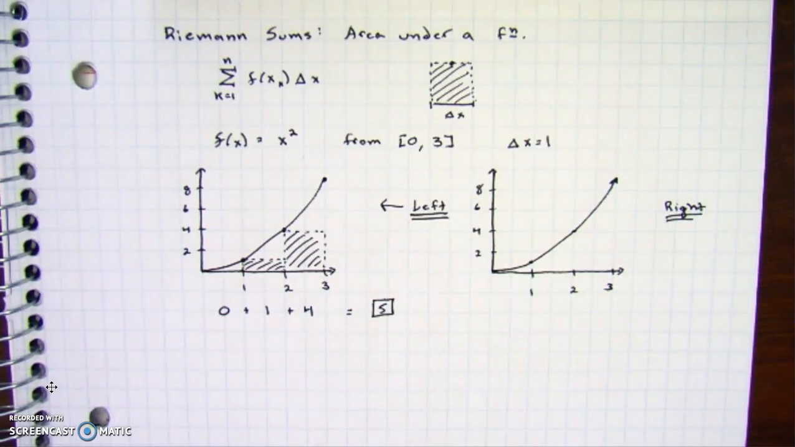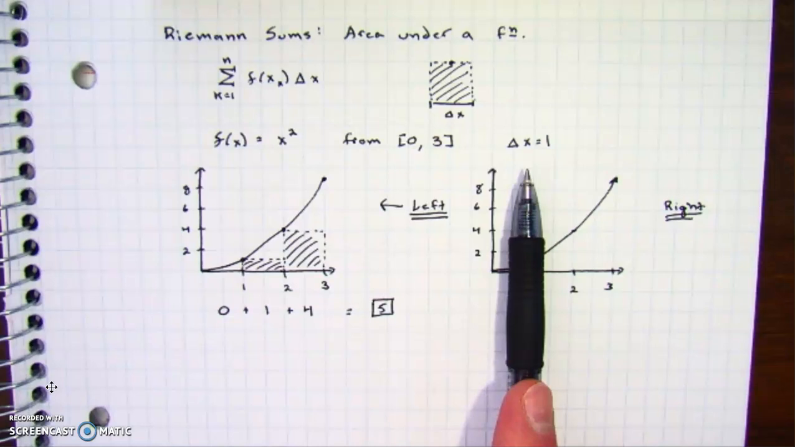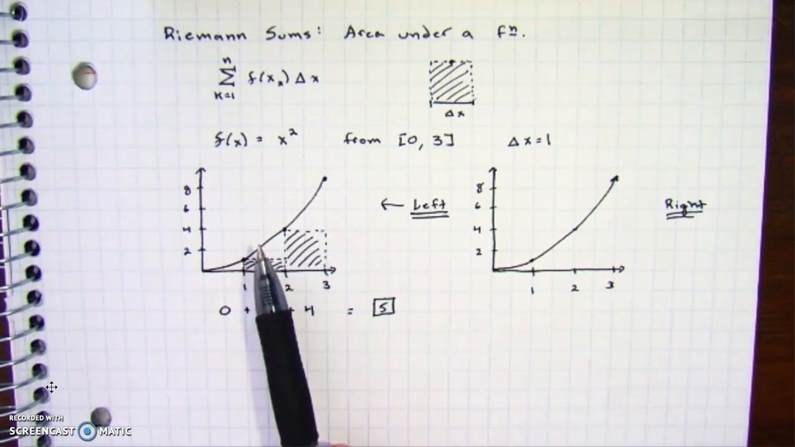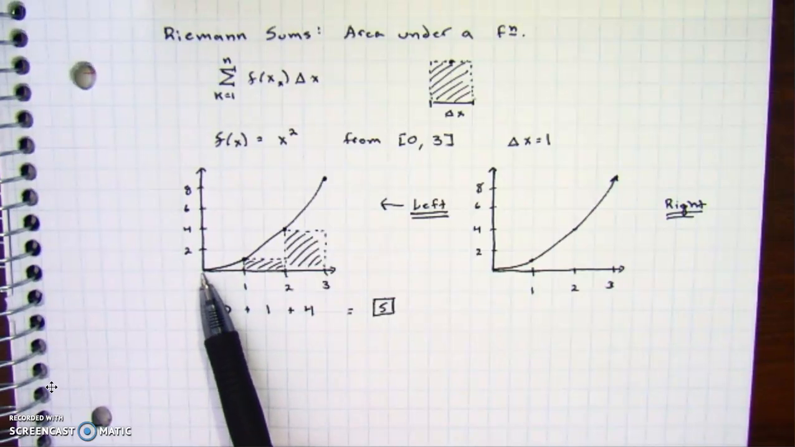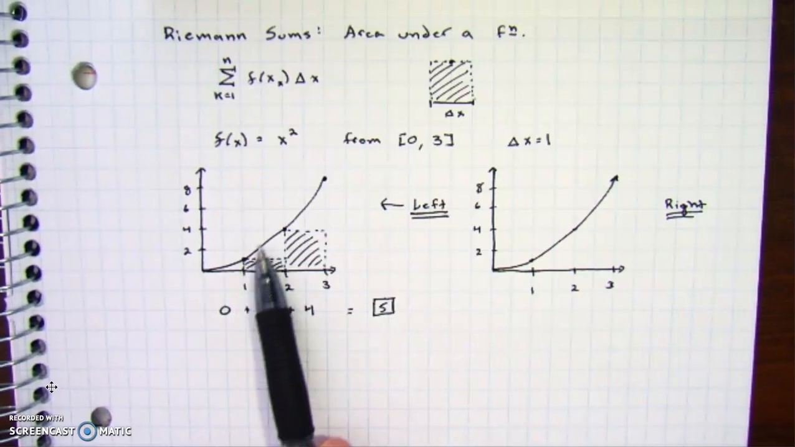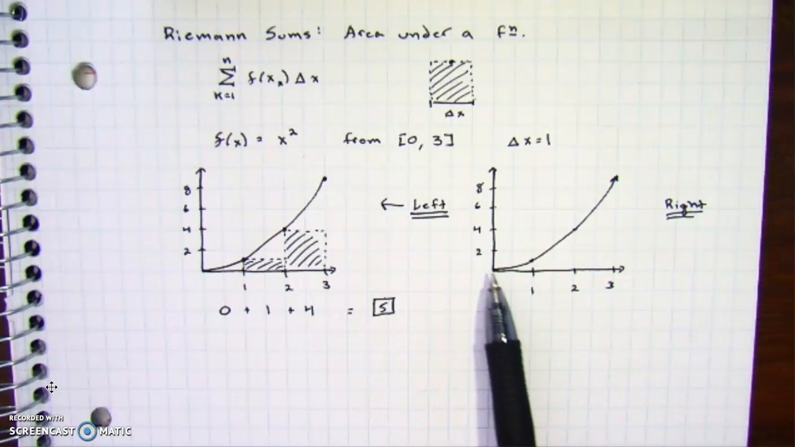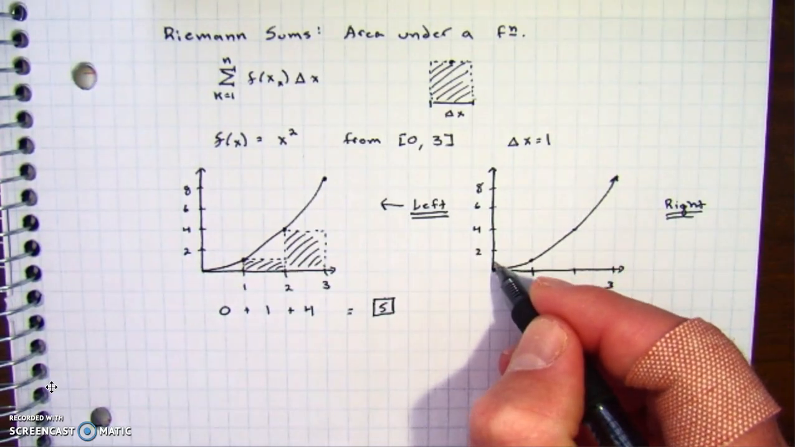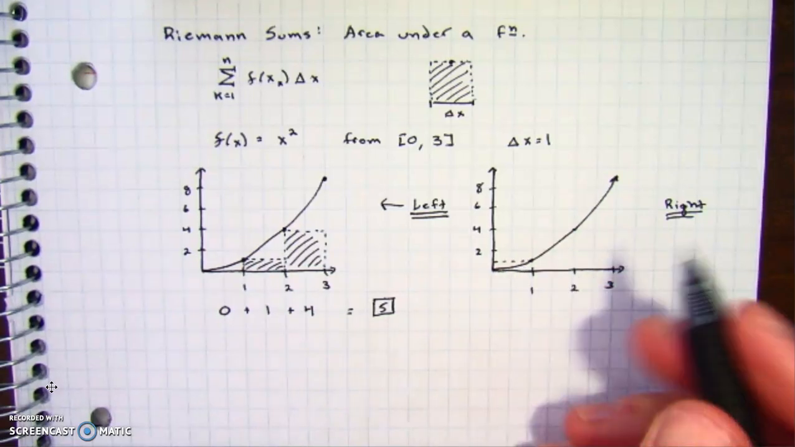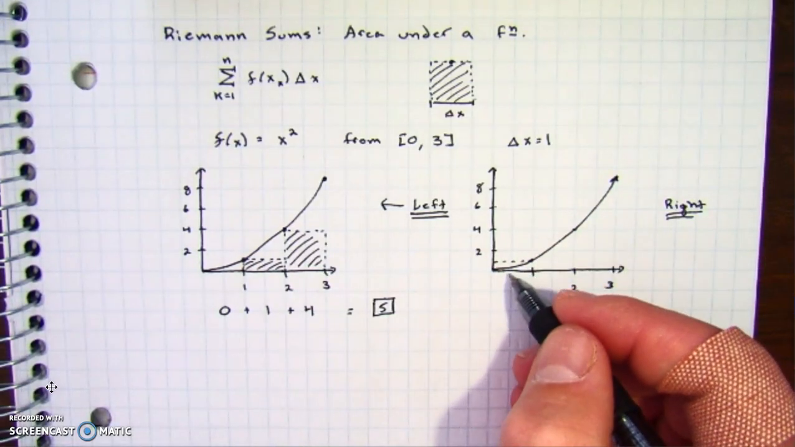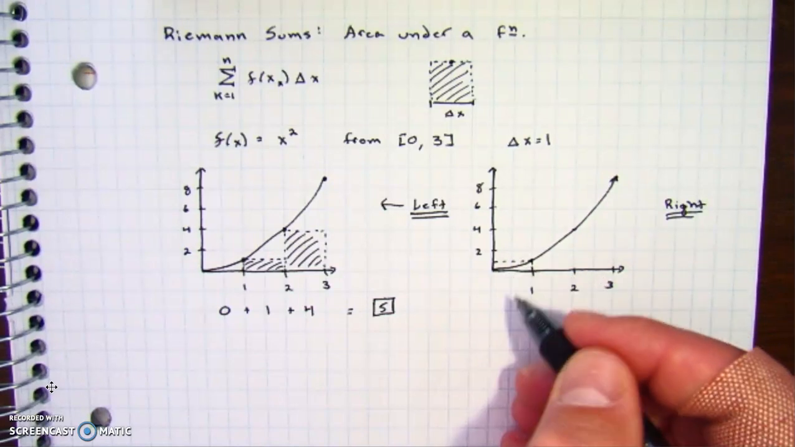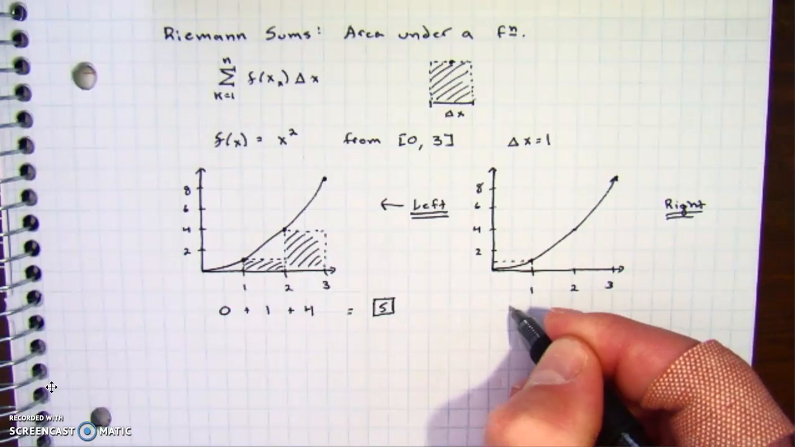All right, so now our delta x, the change in x, is still the same. But now instead of taking it from the left, like we took 0, 1, and 4, now we're going to take it to the right. So for our first chunk right here, our delta x is going to be 1, but our height, because we're taking it right here, is going to be 1. So this is going to be 1 times 1.